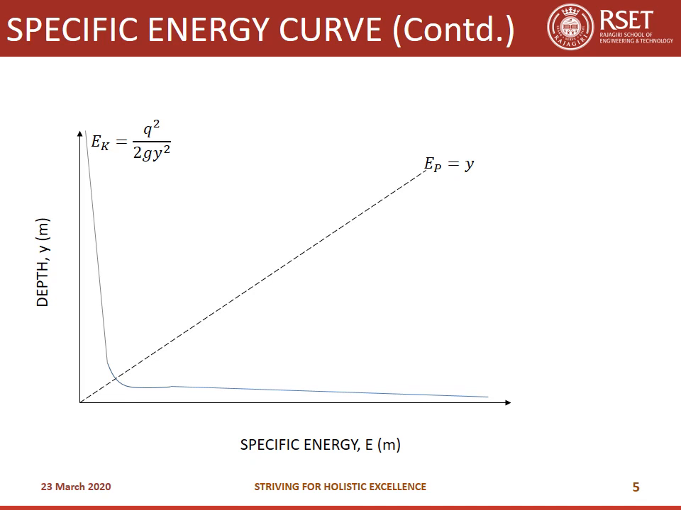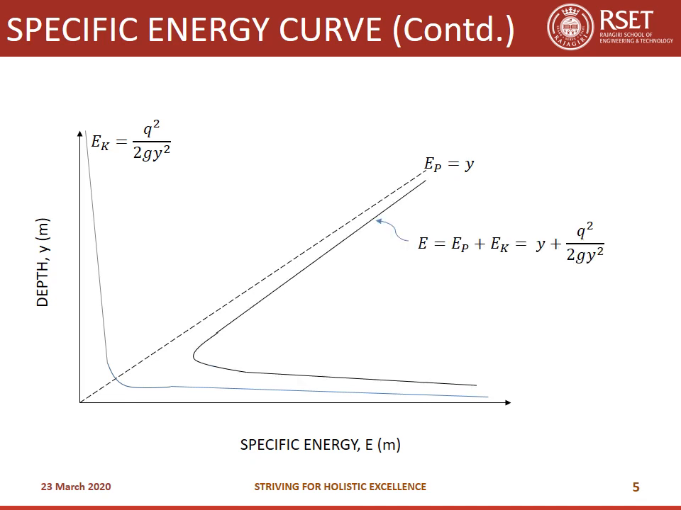And so we got the curve Ek equal to q squared divided by 2gy squared and Ep equal to y. Our specific energy curve E equal to y plus q squared by 2gy squared is a combination of the curves Ep equal to y and Ek equal to q squared by 2gy squared. So I'm going to draw a curve that is the summation of both these curves. There, you got that. So that is the curve E equal to Ep plus Ek that I have obtained by adding up Ep equal to y and Ek equal to q squared by 2gy squared, and that is known as your specific energy curve.